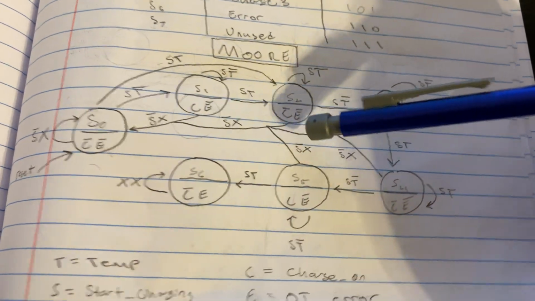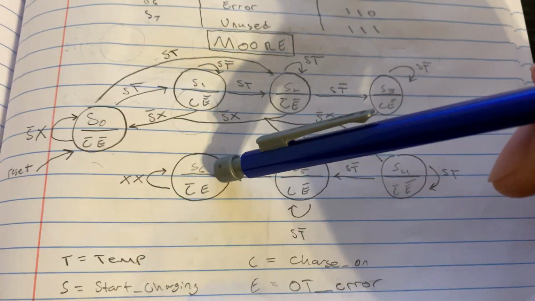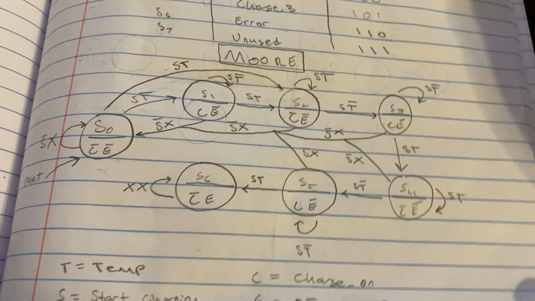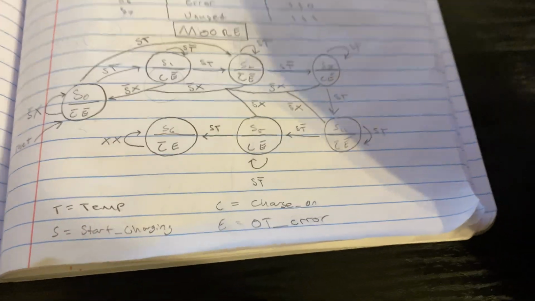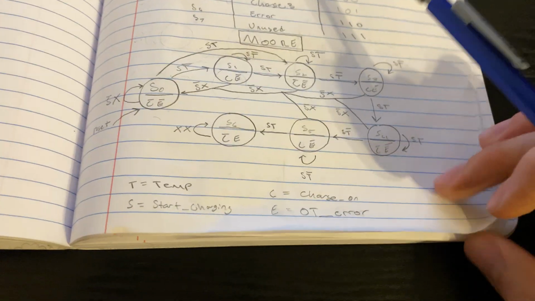So if start charging turns off at any point before state 6, it'll return back to state 0, and it'll recount all of the temperature warnings after that in that event.